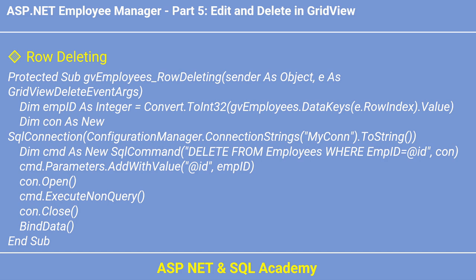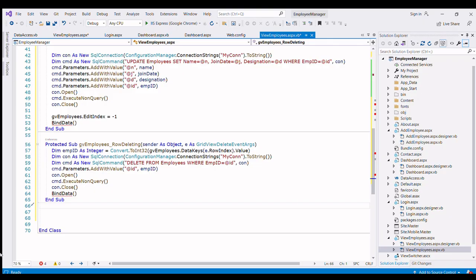When delete is clicked, we extract the employee ID and run a delete query. The bind data method ensures the latest data is shown.